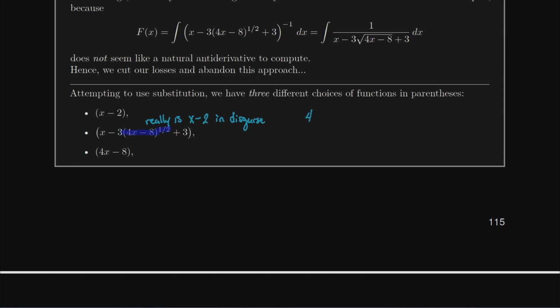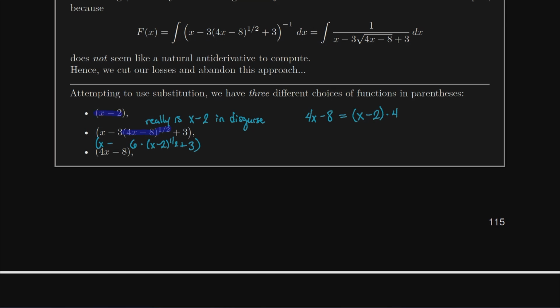Why is 4x minus 8 equal to x minus 2? Well, it's not. It's equal to 4 times x minus 2, right? If I distributed that 4 to x and the 4 to negative 2, I'm going to get 4x minus 8. Not only that, but you can take the square root of 4. So I could rewrite this entire expression as x minus 3 times the square root of 4 times (x minus 2) to the 1/2 plus 3. And root 4 is just 2, right? So that's just going to end up being 6 as the middle term there.